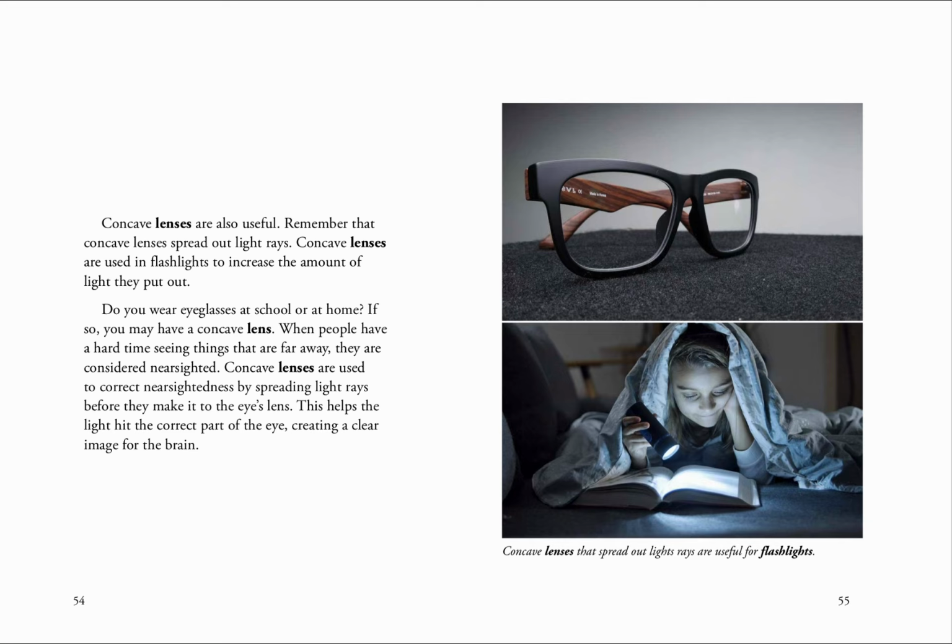When people have a hard time seeing things that are far away, they are considered nearsighted. Concave lenses are used to correct nearsightedness by spreading light rays before they make it to the eye lenses. This helps the light hit the correct part of the eye, creating a large image for the brain. And here we have the concave lenses that spread out light rays, useful for flashlights.